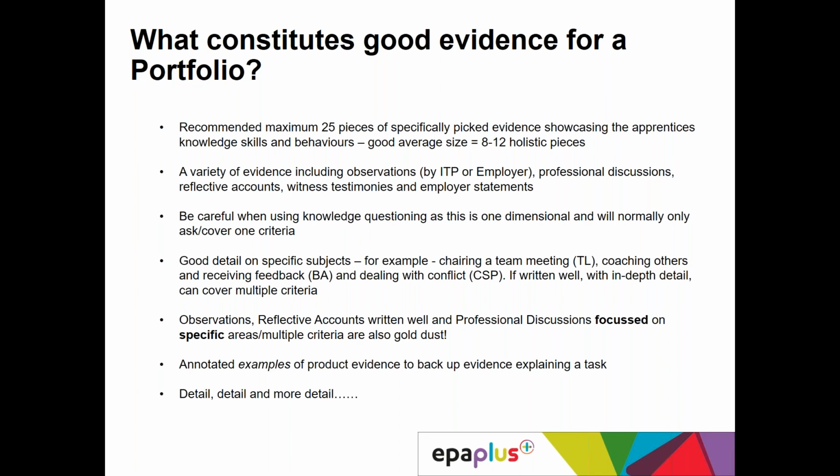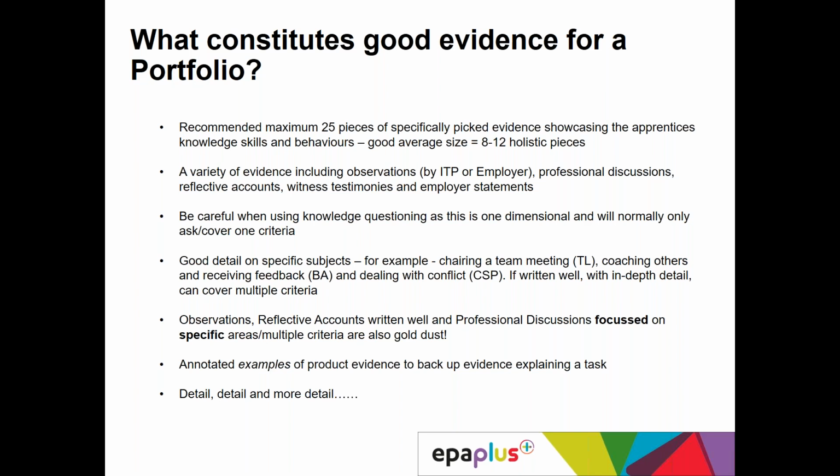The assessment guidance materials that we've got available, which we'll come on to later, will show you exactly how this can assist and support in the delivery of this. So we recommend a maximum of 25 pieces of specifically picked evidence showcasing the apprentice's knowledge, skills and behaviours. A good average size is 8 to 12. If they're holistic and really well written, the observations are good, then you can get absolutely a distinction on 8 to 12 pieces of evidence.